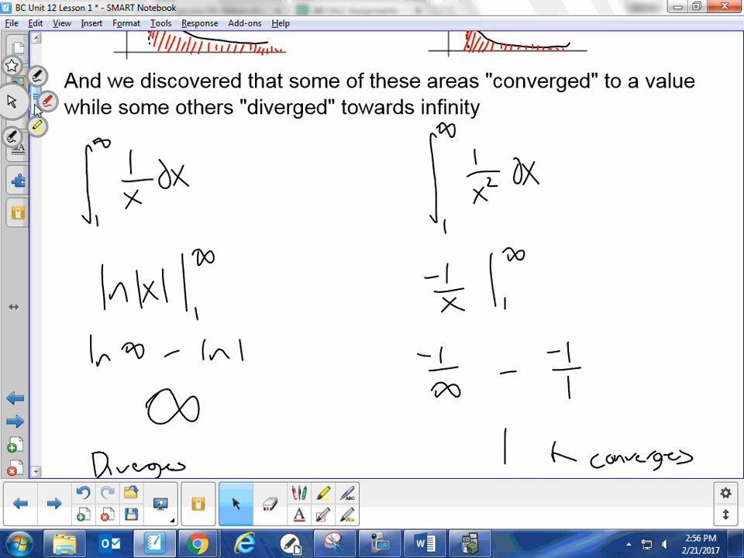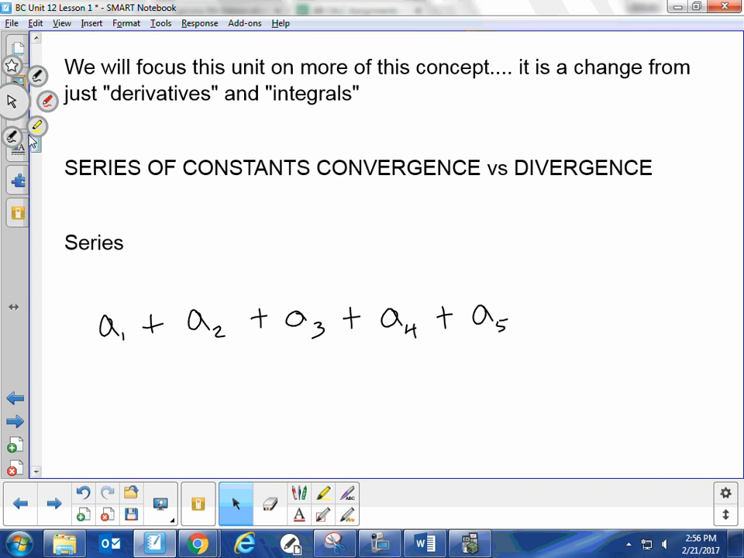Okay? This unit, we will focus on this concept. It's a kind of shift in this course from derivatives and integrals, infinite sums and instantaneous rates of changes. And we shift towards, if we take a summation of these terms that are given to us by a certain expression, will that summation end up converging or diverging? So this unit is on the series of constants.